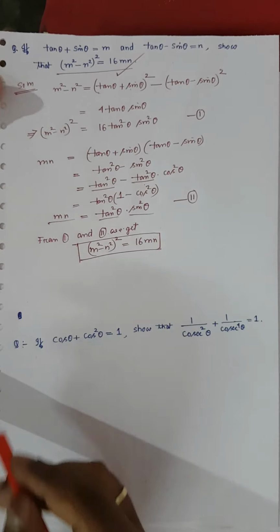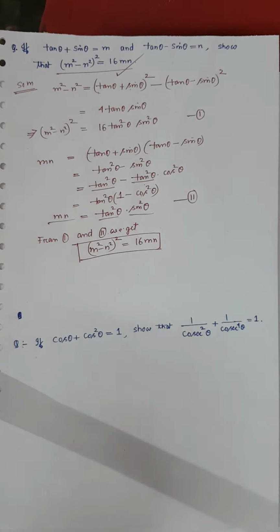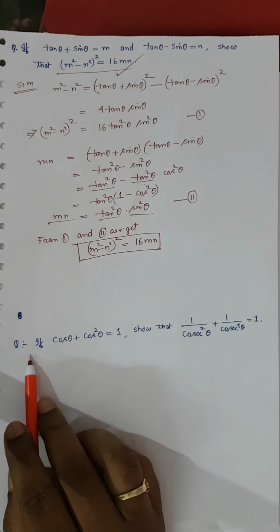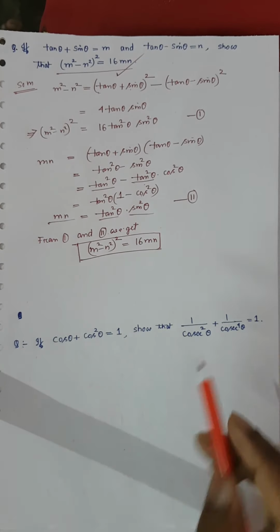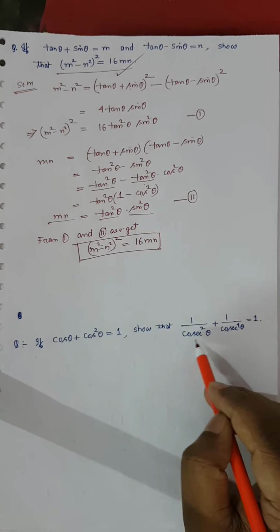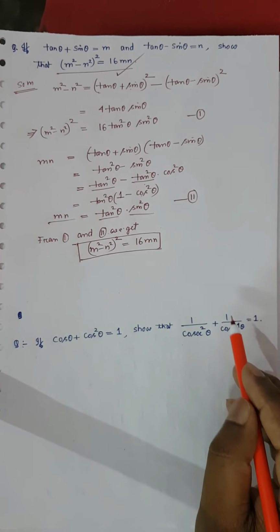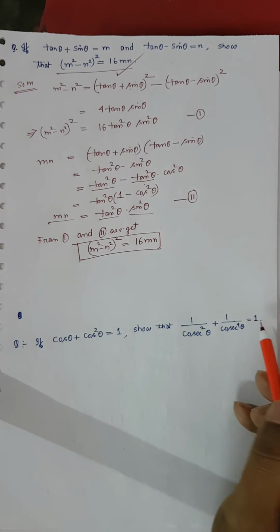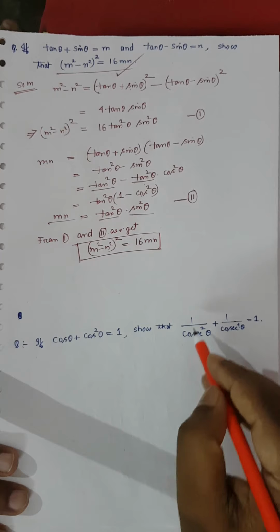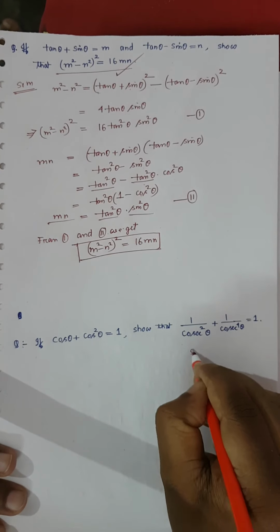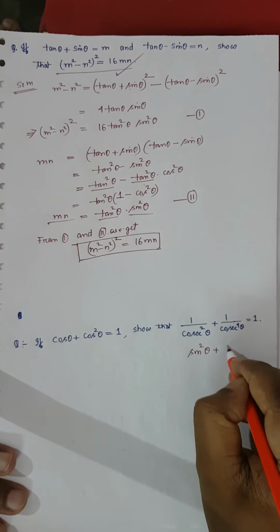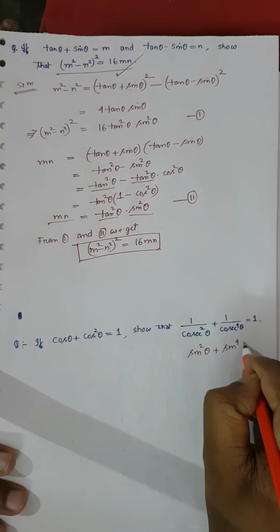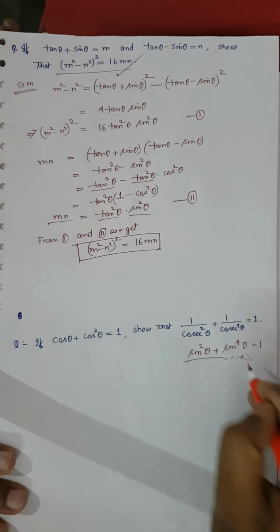Number 7, number 8, I forgot the number. If cos theta plus cos square theta is equal to 1, show that 1 by cosec square theta plus 1 by cosec to the power 4 theta is equal to 1. So what is 1 by cosec square? It is equal to sin square theta. And what about this? Sin to the power 4 theta. We need to prove this.